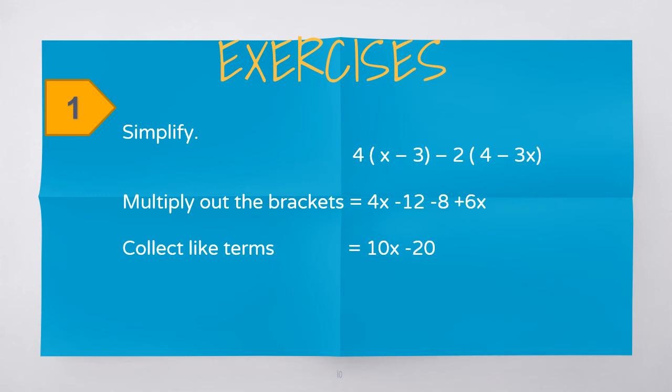Then after getting this answer, this is not the final answer. You should collect like terms and keep the answer in the simplest way. Now here you can collect positive 4x and positive 6x. It makes positive 10x. And then you can collect negative 12 and negative 8. It makes negative 20. Therefore, the final answer is 10x minus 20.